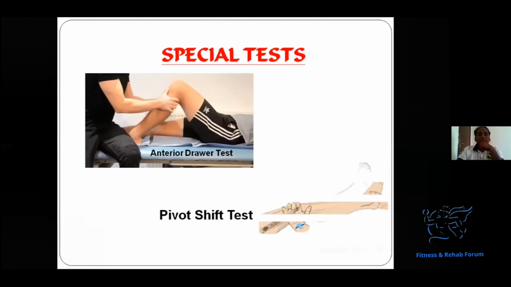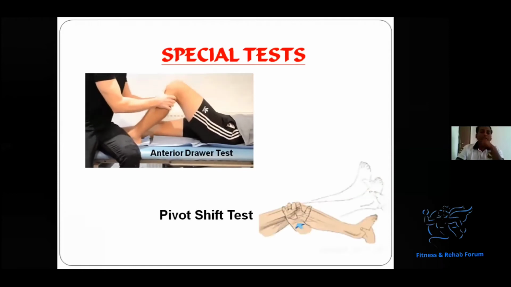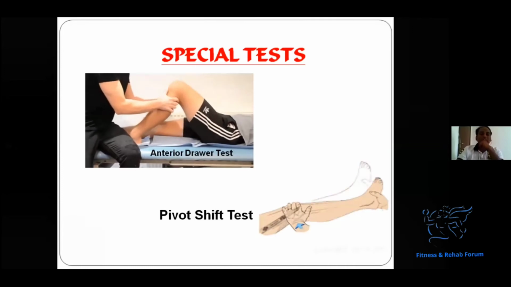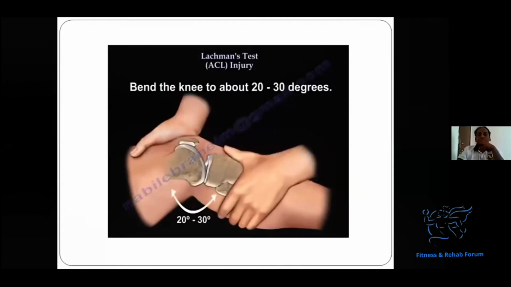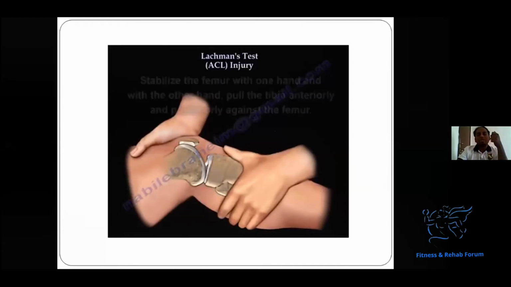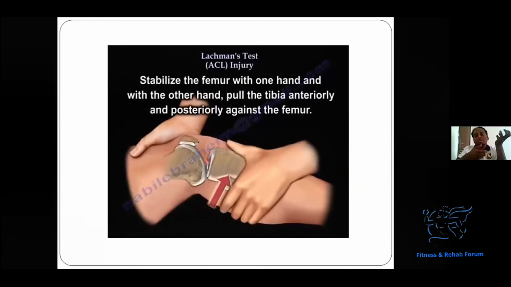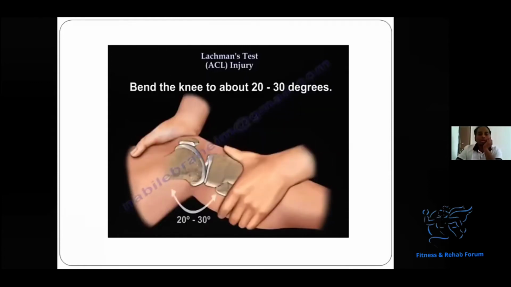And the pivot shift test, again, is taken at about 20 to 30 degrees of knee bending. I give some valgus stress, internally rotate the tibia, and gradually extend the knee. It will just give a slippage. And the last test, the most common test we do, is to bend the knee to 20 to 30 degrees, gradually give pressure, stabilize the femur, and try to pull the tibia out and in.